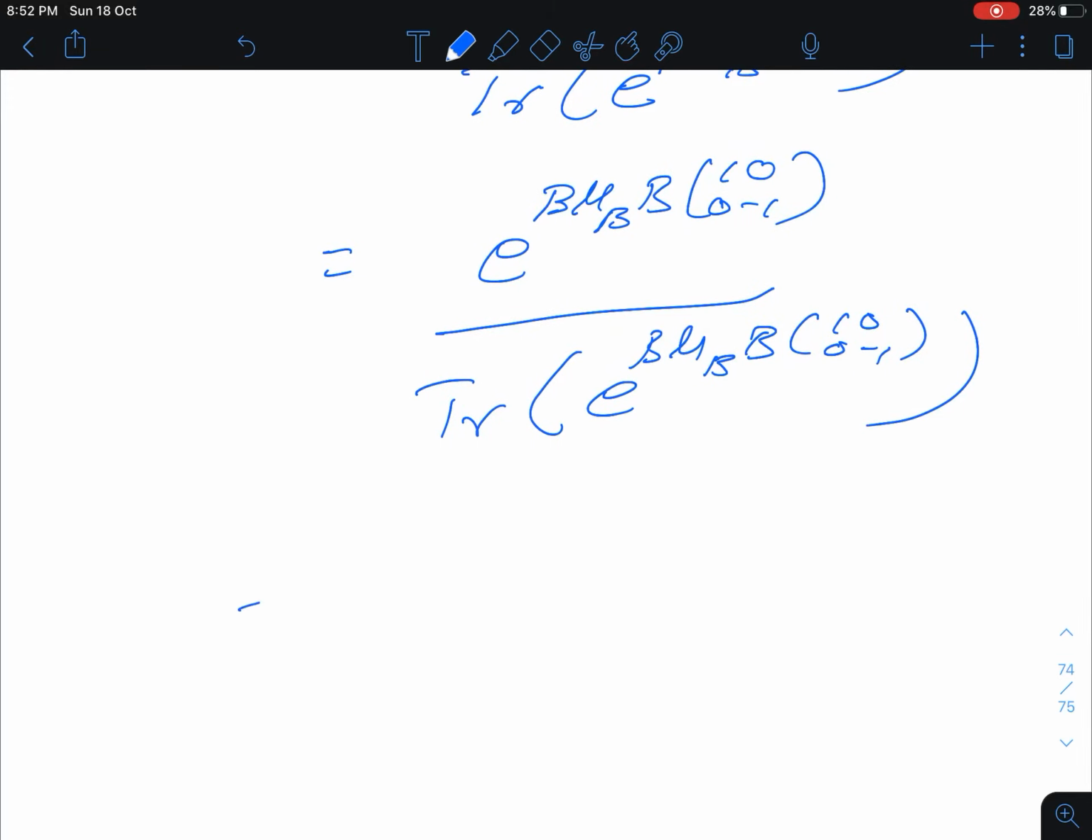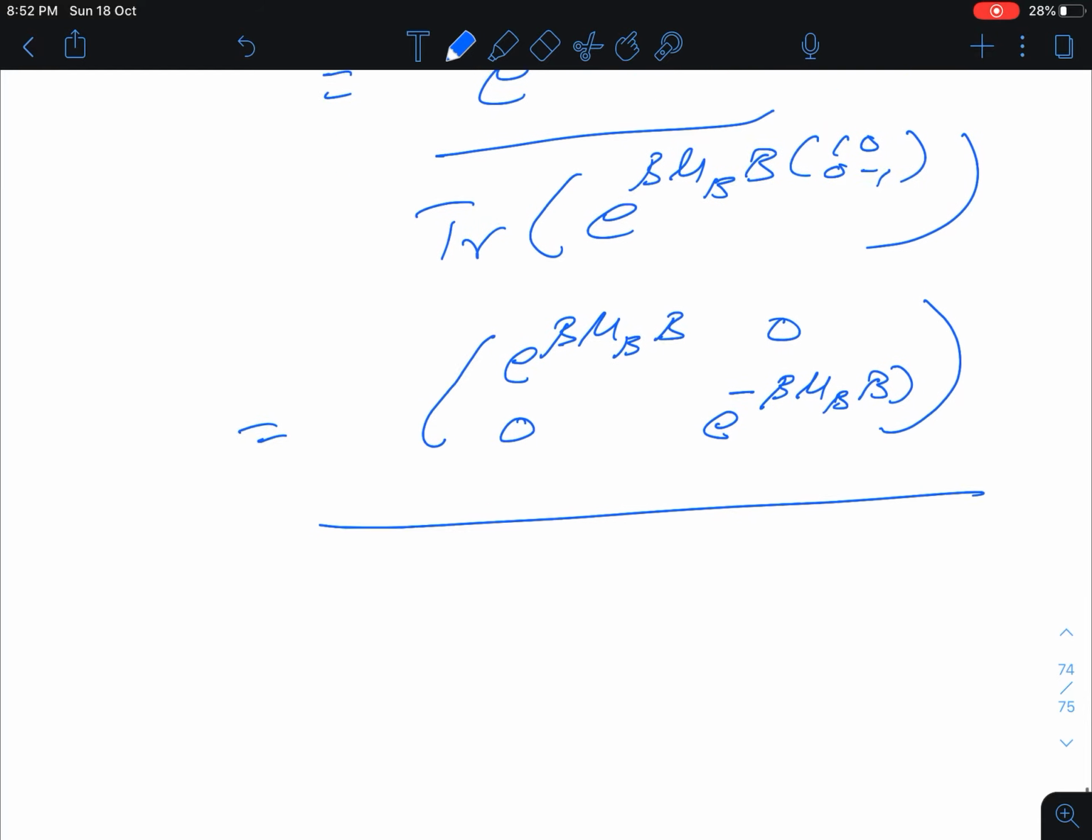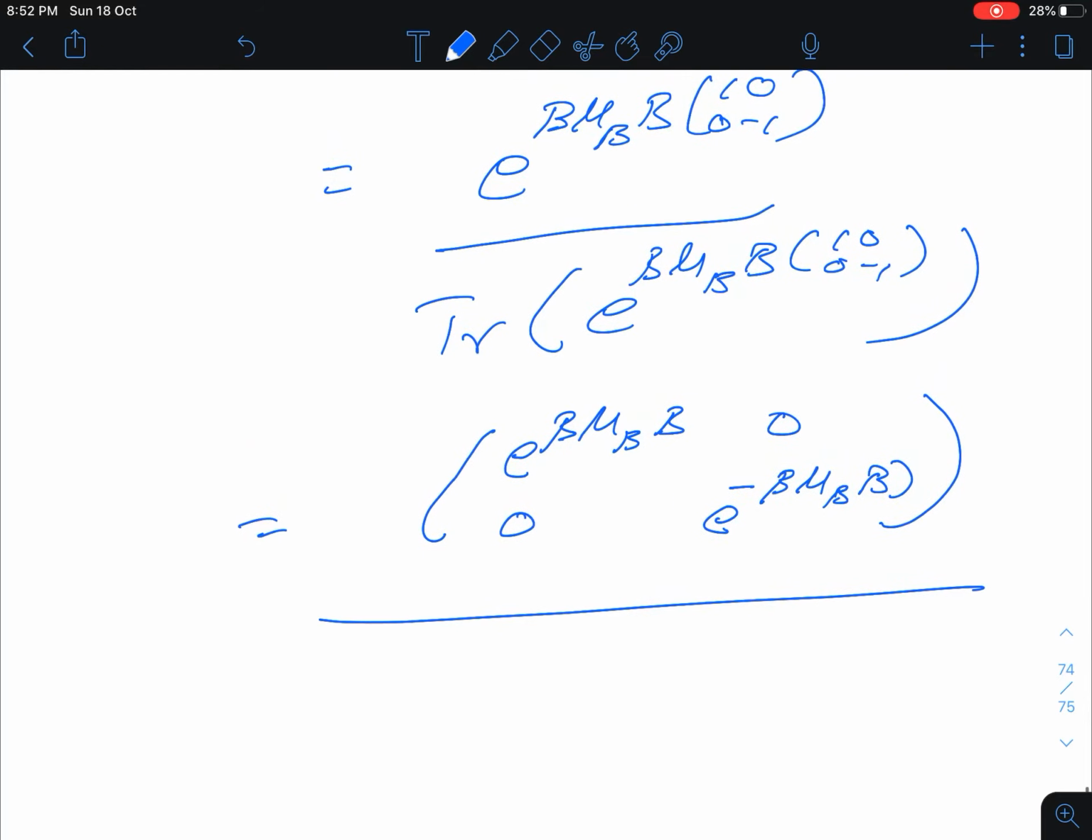Now if I multiply this, it becomes the diagonal matrix with e raised to beta mu B B and e raised to minus beta mu B B, divided by the trace of this. The trace is e raised to beta mu B B plus e raised to minus beta mu B B. Correct.